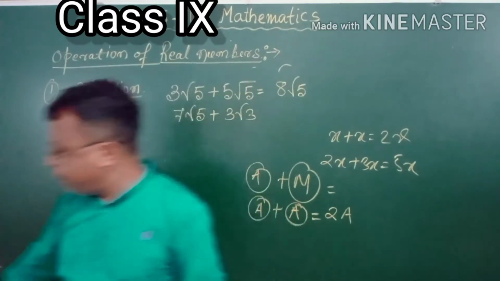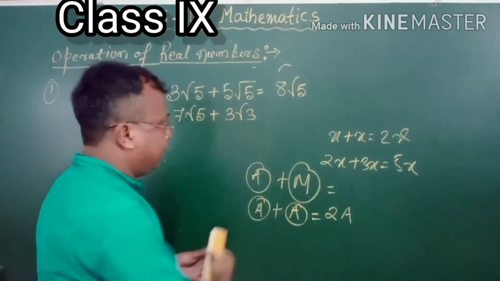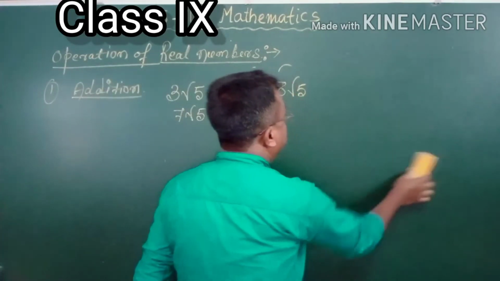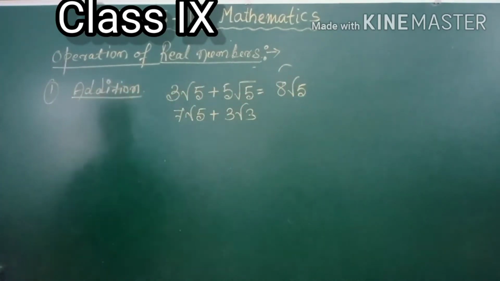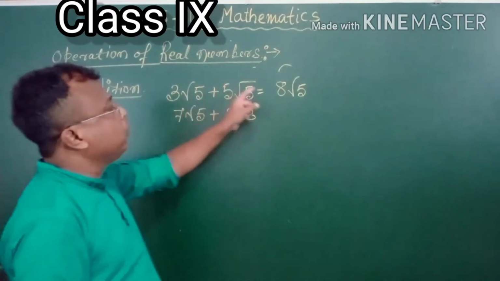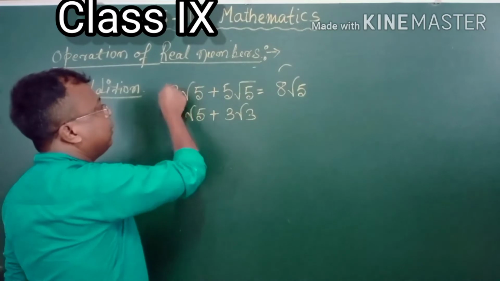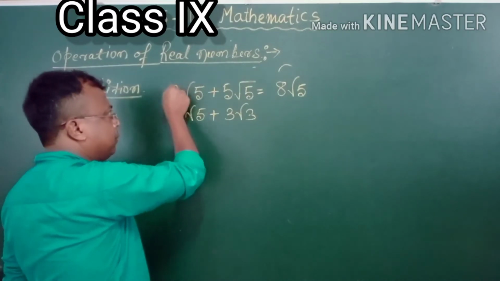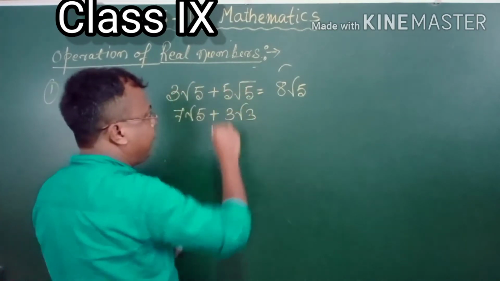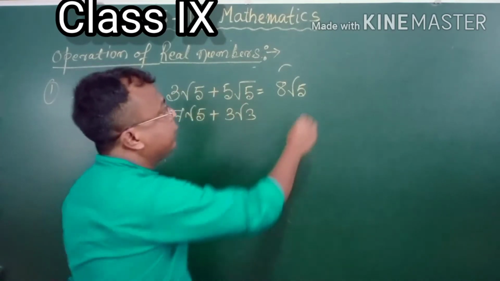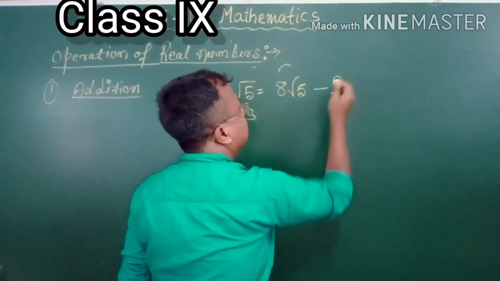Now you see here, when you add two irrational numbers, remember, these are both irrational numbers. When you add two irrational numbers, you get the answer what? An irrational number.